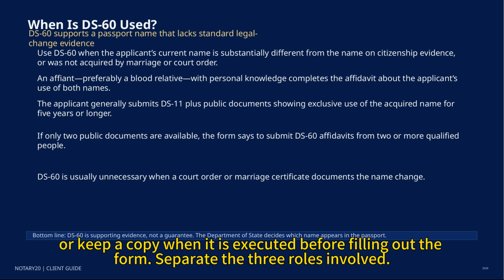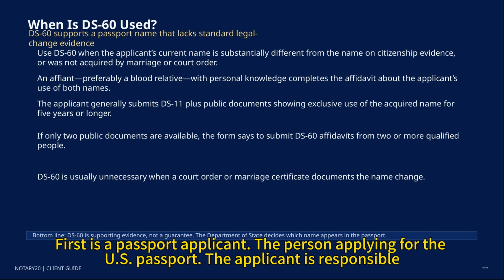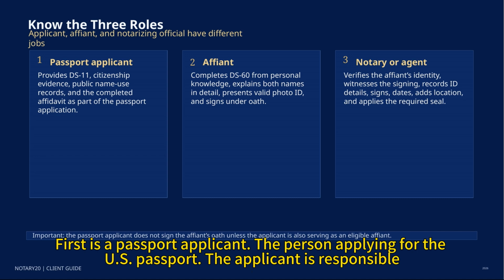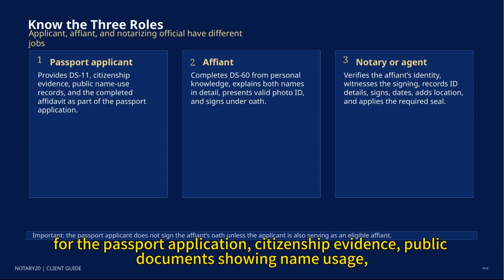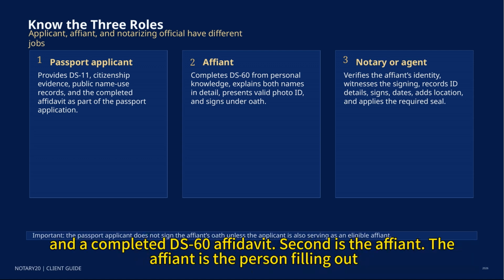Before filling out the form, separate the 3 roles involved. First is the passport applicant, the person applying for the U.S. passport. The applicant is responsible for the passport application, citizenship evidence, public documents showing name usage, and a completed DS-60 affidavit. Second is the affiant.